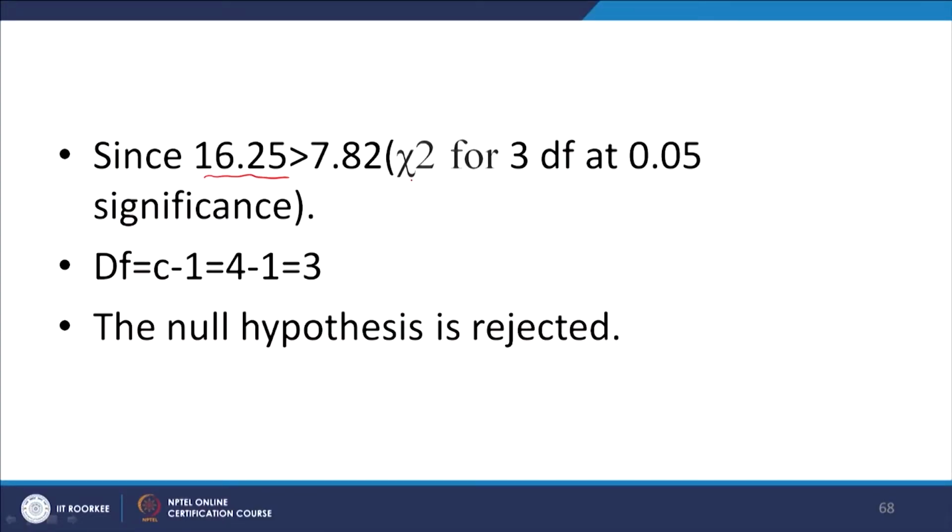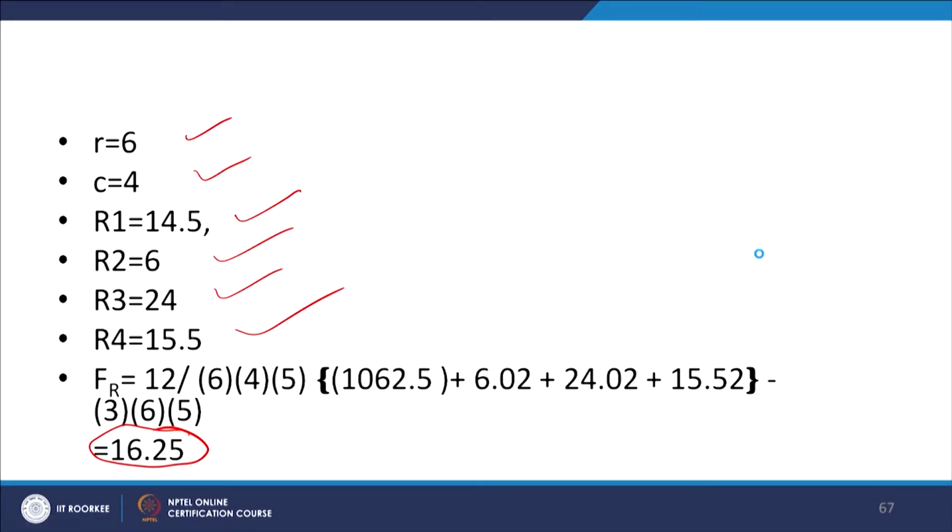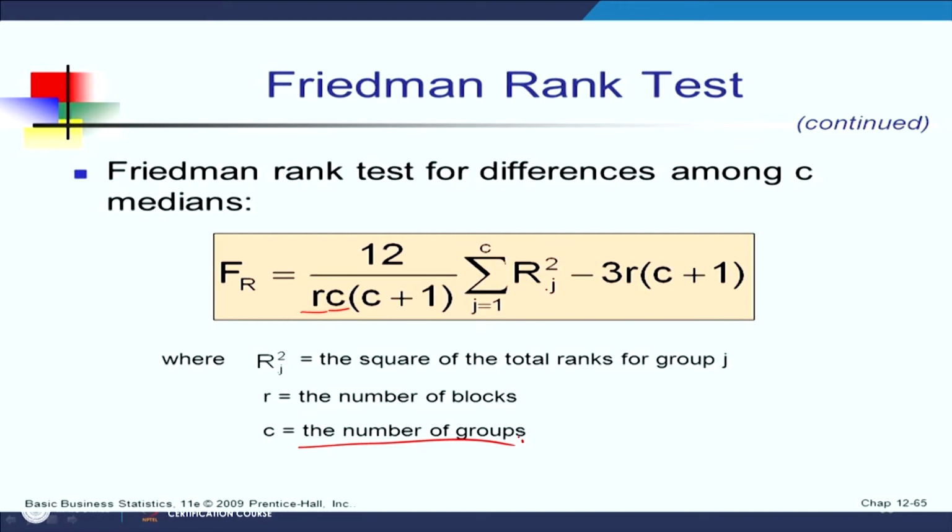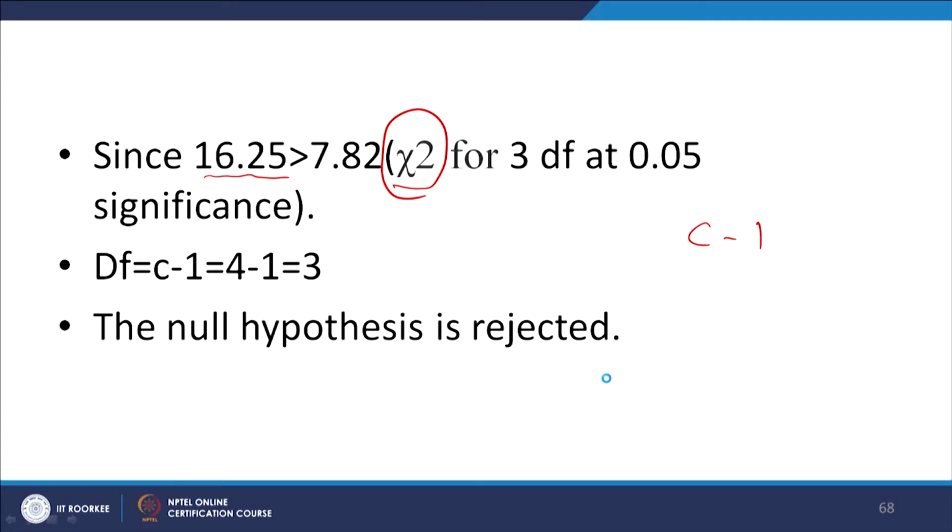Now, since you got 16.25, what is the table value you have to compare? You have to look at the chi-square table. So, for the chi-square table with 3 degrees of freedom, why 3? Because the degree of freedom in the Friedman's test is C minus 1. What is C? C is the number of groups you have. We have 4 groups, so it is like a within design, right. So, C minus 1 gives you 3.